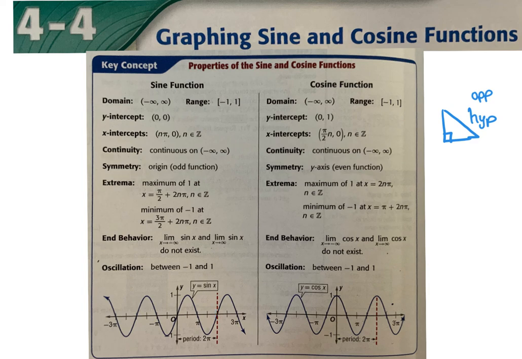Cosine, you'll notice, has really the same things. Continuous, your input and your range are the same. Your extremes are the same. End behavior is the same. It oscillates the same. All you do for the cosine graph is take the sine graph and shift it by pi over 2. That's all that's happened to it.